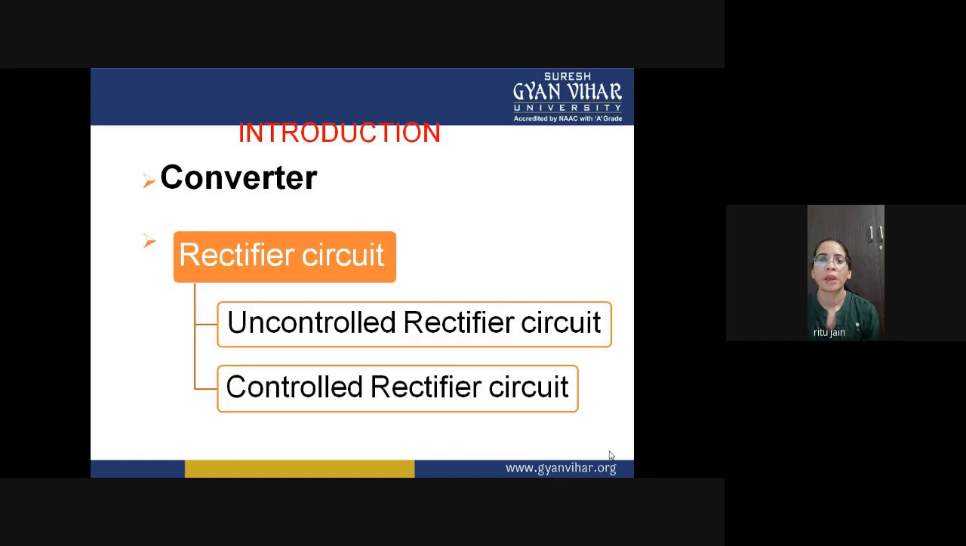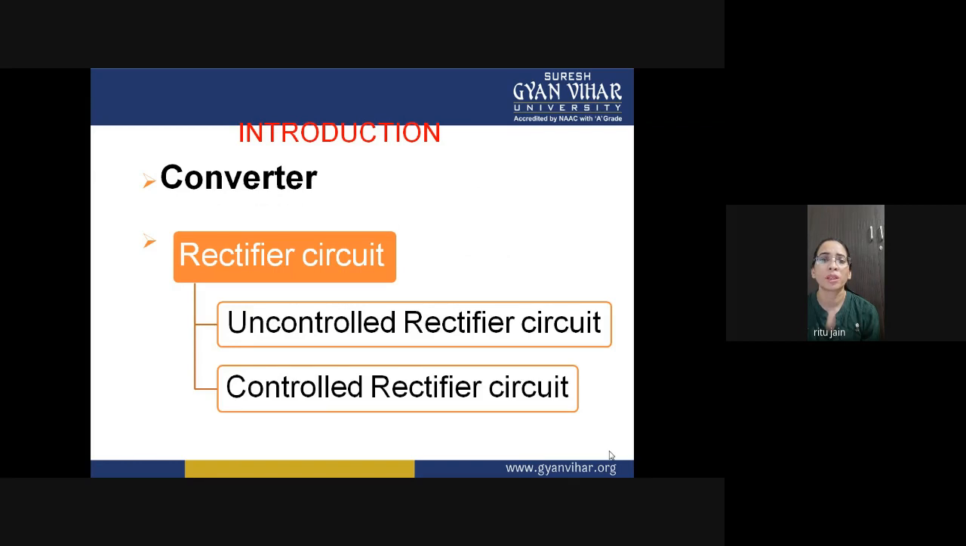Why is the SCR called a controlling semiconductor device? Because it has three terminals: one is the anode, another is the cathode, and the third is the gate terminal. So it has four layers and three terminals.